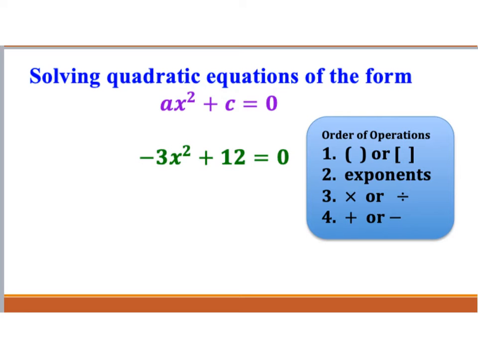Recall that when we simplify expressions or equations, we simplify parts of the expression or the equation that are in groups first, or in brackets or parentheses, and then we simplify exponents. Then we perform multiplication or division, whichever comes first. Then we perform addition or subtraction, whichever comes first. The reverse order is just doing it backwards.